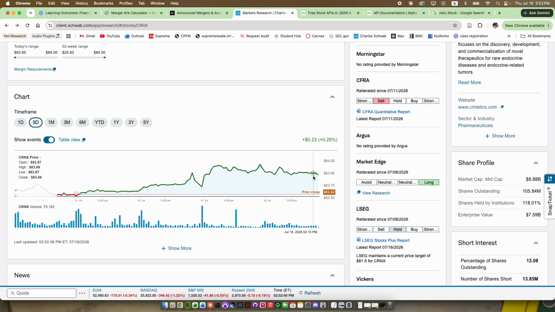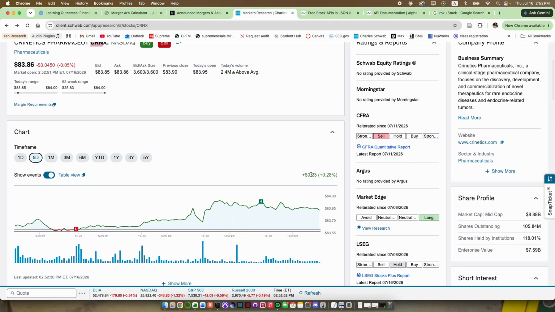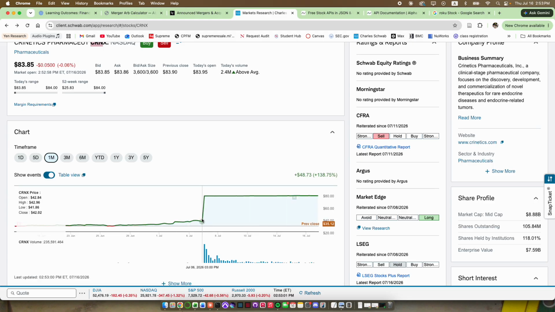83.8 per share. And the reason it doesn't go all the way up to $85 initially, like what the deal is outlining, is because there is that probability of failure. And so if the deal doesn't go through, then the price is likely to revert back to what it was before the announcement on July 7th.